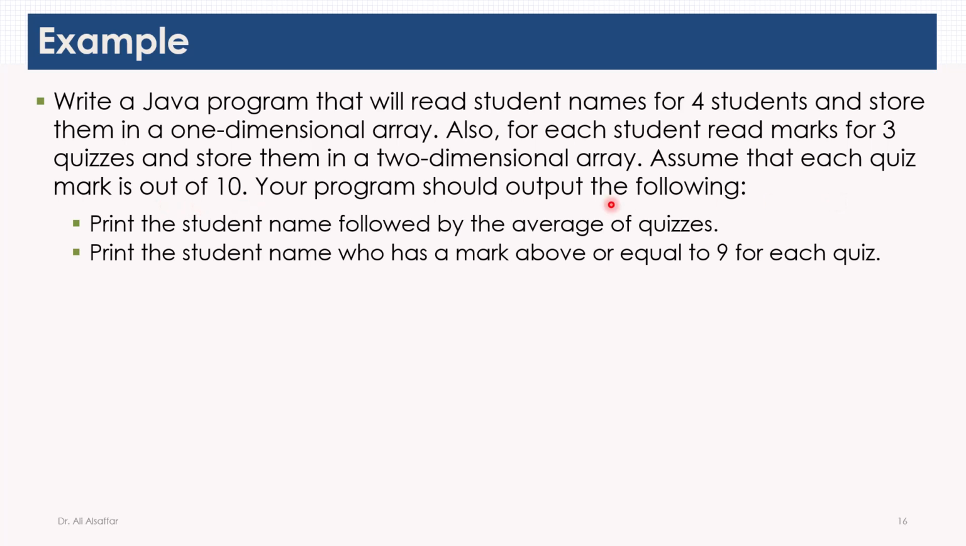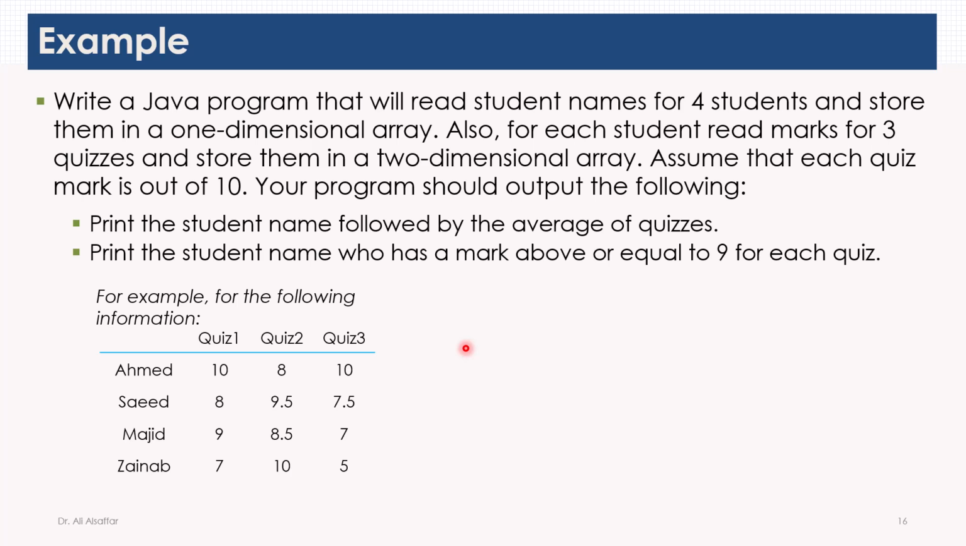And we have a reason to mention that because the second part is asking for something related to the mark. Your program should output the following. First, the program should print the student name followed by the average of quizzes. Second, we need to print the student name who has a mark above or equal to 9 for each quiz. First of all, let us understand what is requested from these 2 parts. Then we will show you how to implement them in Java.